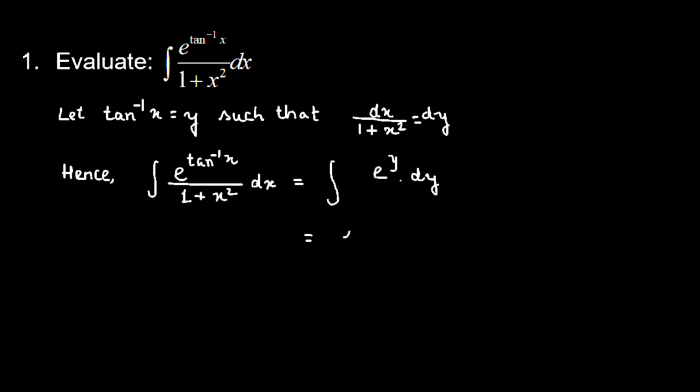Here we have replaced e raised to the power of tan inverse x with e raised to the power of y, and dx over 1 plus x squared with dy. So the integration of the exponential function e raised to the power of y with respect to y gives us e raised to the power of y plus the constant of integration c. Therefore finally we get e raised to the power of tan inverse of x plus c.